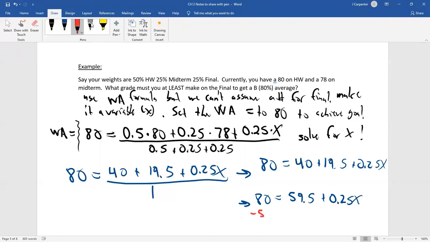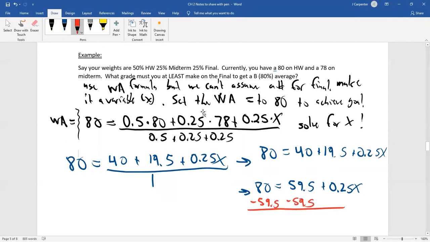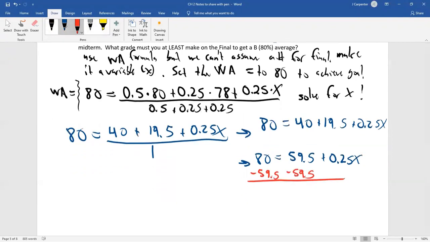This needs to be subtracted, so we subtract 59.5 on both sides. Again, you can use your calculators to confirm these numbers on your own time. But 80 minus 59.5 is going to be 20.5. I get 20.5 equals 0.25x. That's a decimal, but just divide both sides by 0.25. Yes, you can multiply both sides by 100 to clear decimals like this, but you don't need to because you're using calculators anyways. And you'll get an 82.